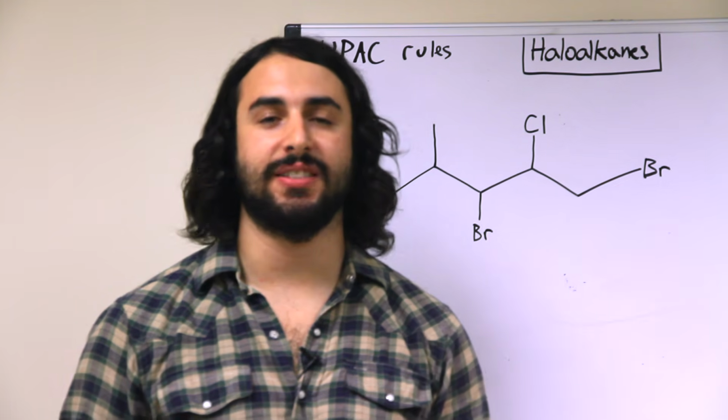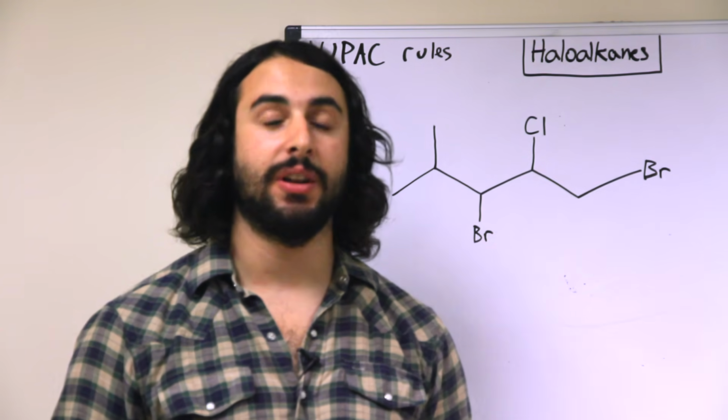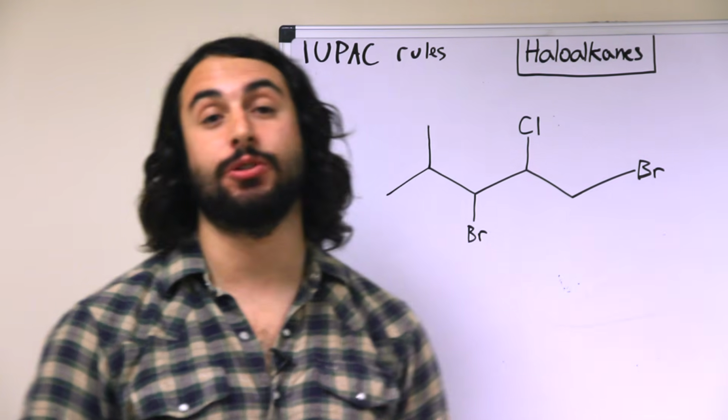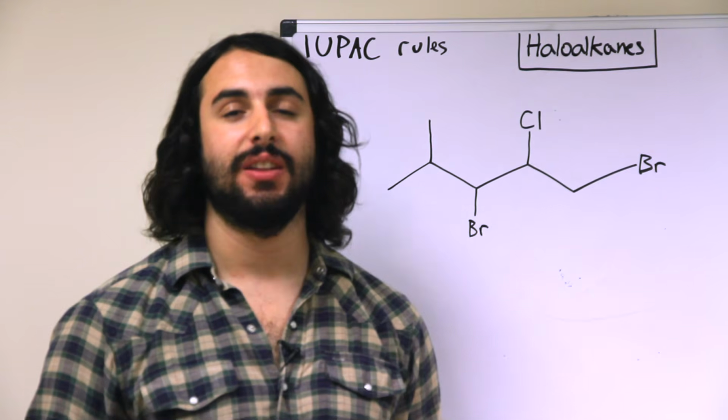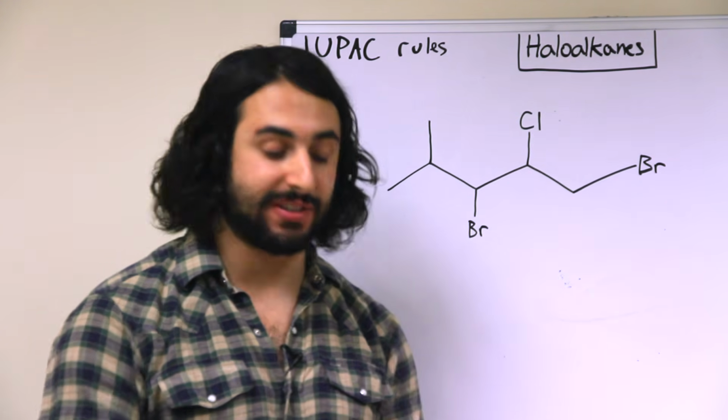Now let's take a look at some other kinds of substituents other than alkyl substituents. A very common one is halogens. When you have a hydrocarbon with halogen substituents, these are called haloalkanes. So here's one. Now all the rules are the same.